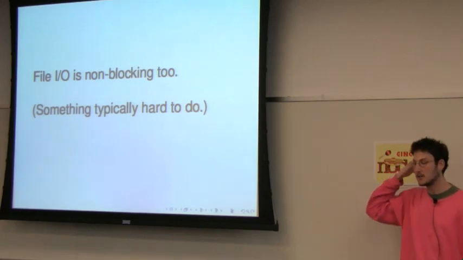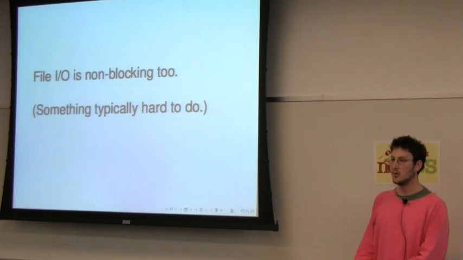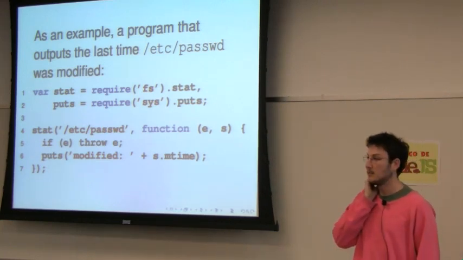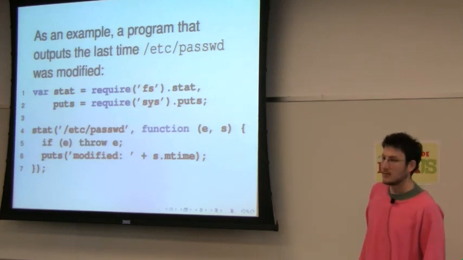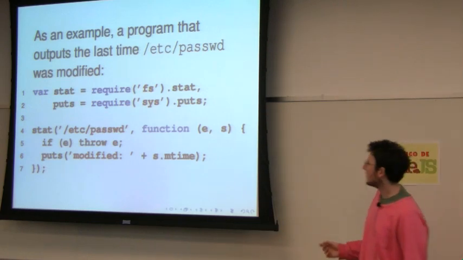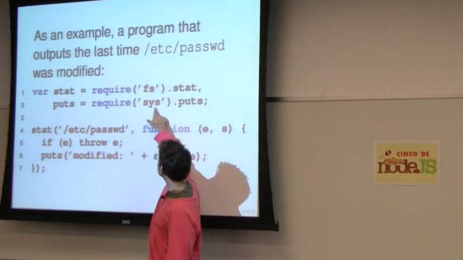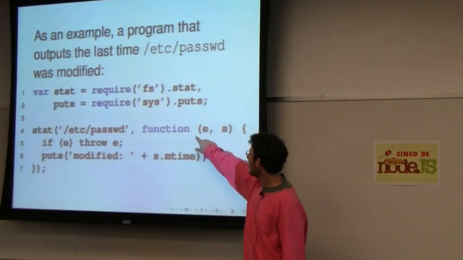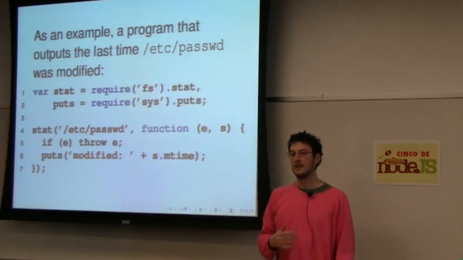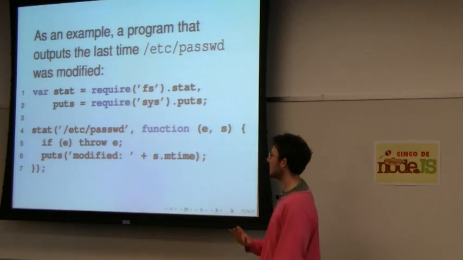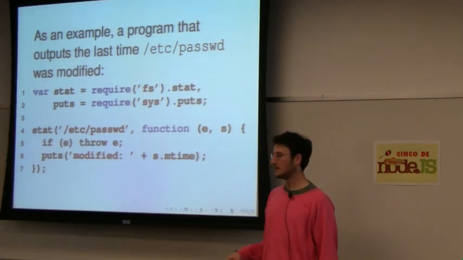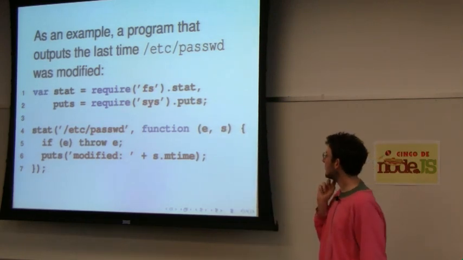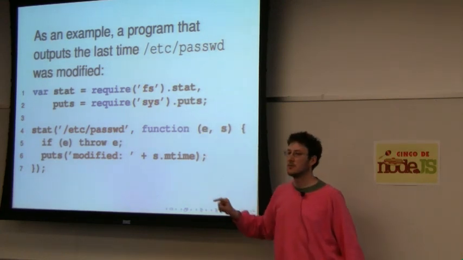File I/O, as I said, is non-blocking too, and this is usually hard to do, but we've got this thread pool built in, so we just use that. Here's an example of a program that outputs the last time /etc/passwd was modified. For this, we use the fs module, the file system module, and we pull out the function stat. And again, we use the sys module and pull out puts. We just call stat and then the file name, /etc/passwd, and then we give it a callback. This sends the request to the thread pool and says, please make this stat call on this path over there and let me know when it's done. And when it's done, it calls this callback. The first parameter is always an error argument, and the second parameter is the success value. So usually the error will be empty.